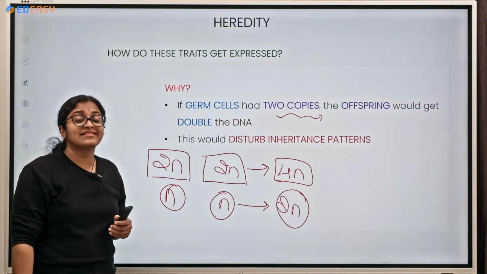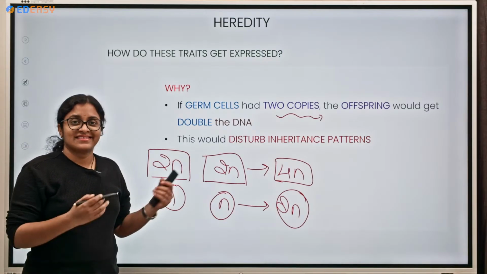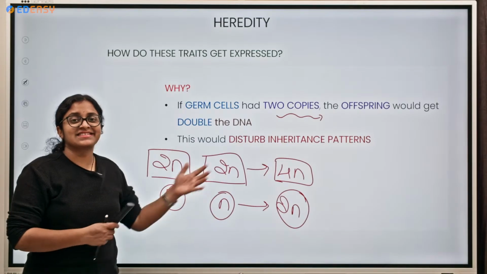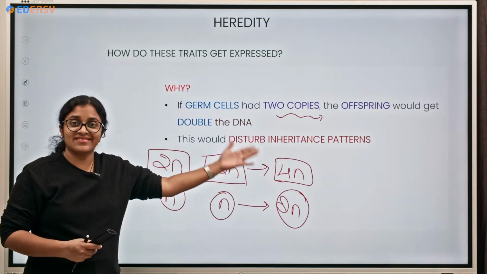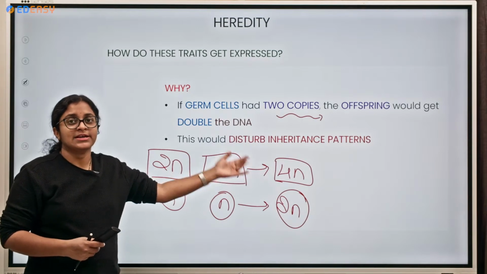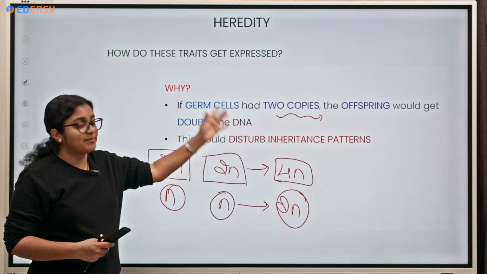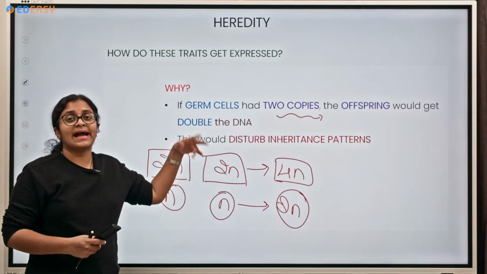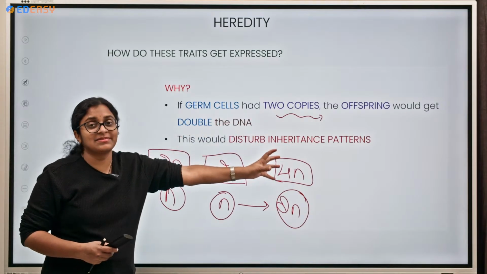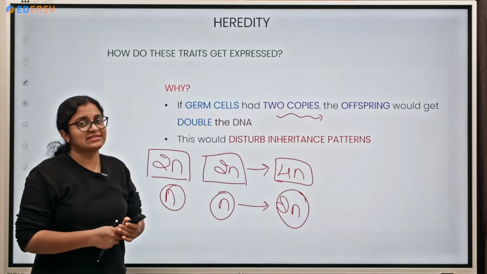Then what happens? There is an adverse effect over here. There is a disturbance in the genetic makeup of the individual itself. Do you think that organism is going to survive? No. So if a germ cell has two copies, the offspring will have double the DNA, and because of which there is a disturbance of the inheritance patterns.